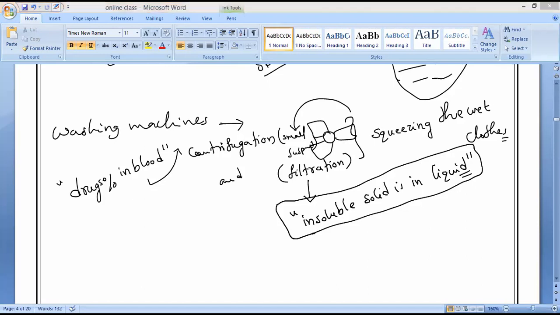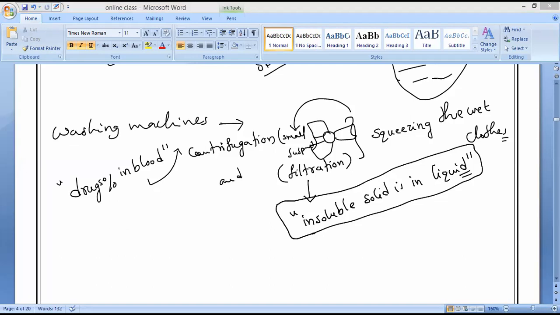Spinning. Okay. So now you can see, if the solid is dissolved, then we cannot separate the dissolved solid from a liquid by using filtration and centrifugation. Yes or no? Is it possible to separate? So if you want to separate a dissolved solid from a liquid, then different techniques are used. That is what we are going to study now.